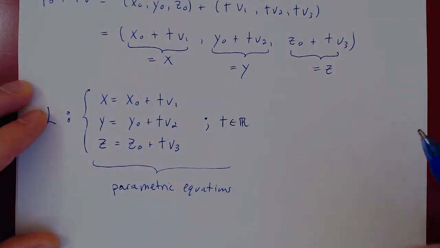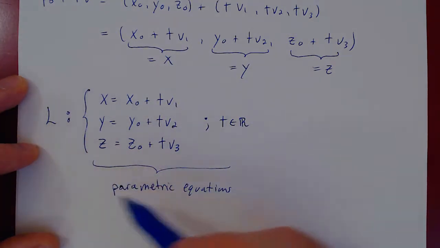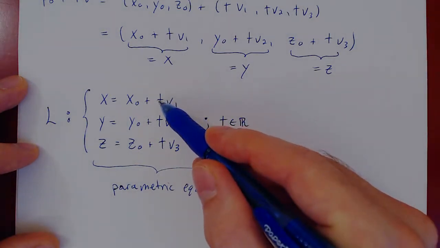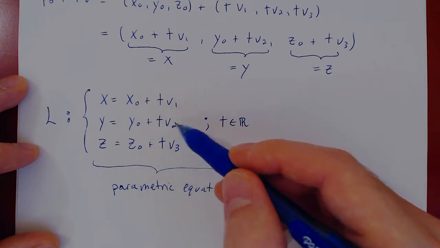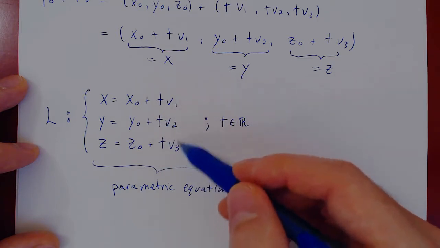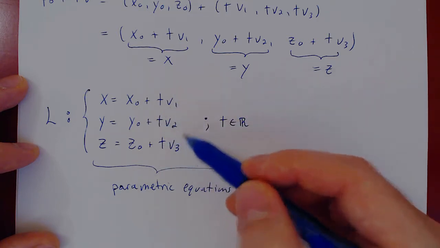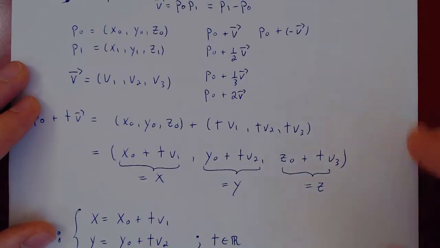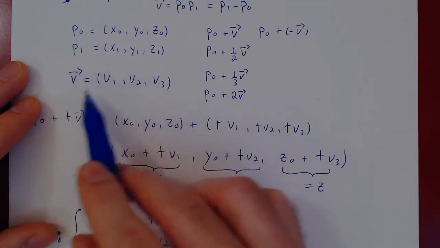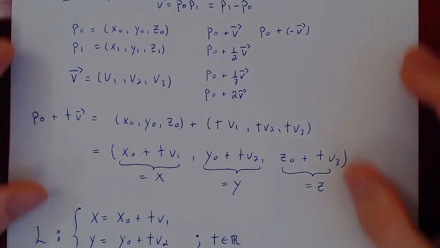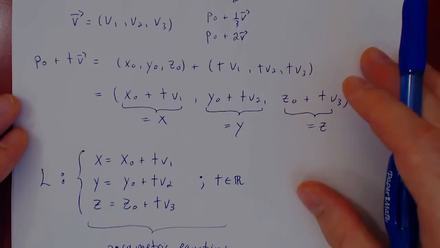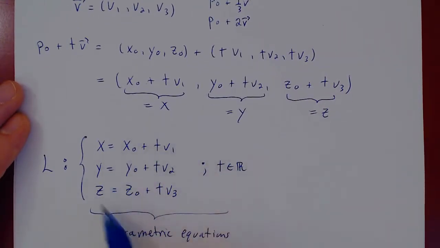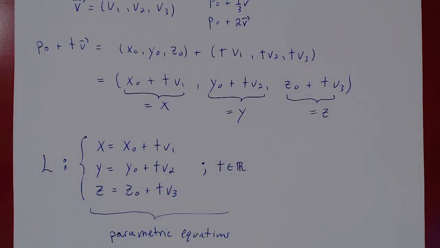And you see that the directional vector of the line are the coordinates that are multiplied by t. So the multiple of t here is v1, multiple of t here is v2, multiple of t here is v3. Hence, v1, v2, v3 are the coordinates of your directional vector. This is how you can go back and forth between the vector form of a line and the parametric equations of the line. And you'll see in some problems, one form is better than the other.